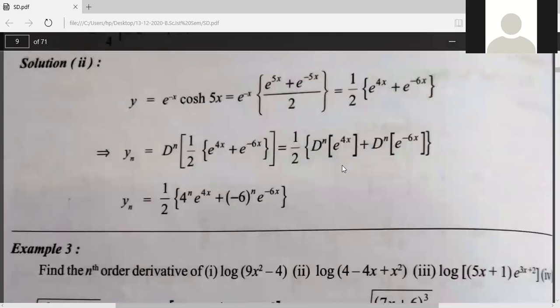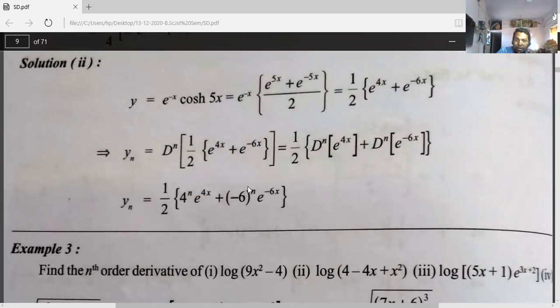Now the same formula taken in the previous problem you are applying here. For e to the power mx, the nth derivative is m to the power n into e to the power mx. Here m is equal to 4, so we are writing 4 to the power n into e to the power 4x. Similarly, for the remaining term, you can write here by taking m equal to minus 6.